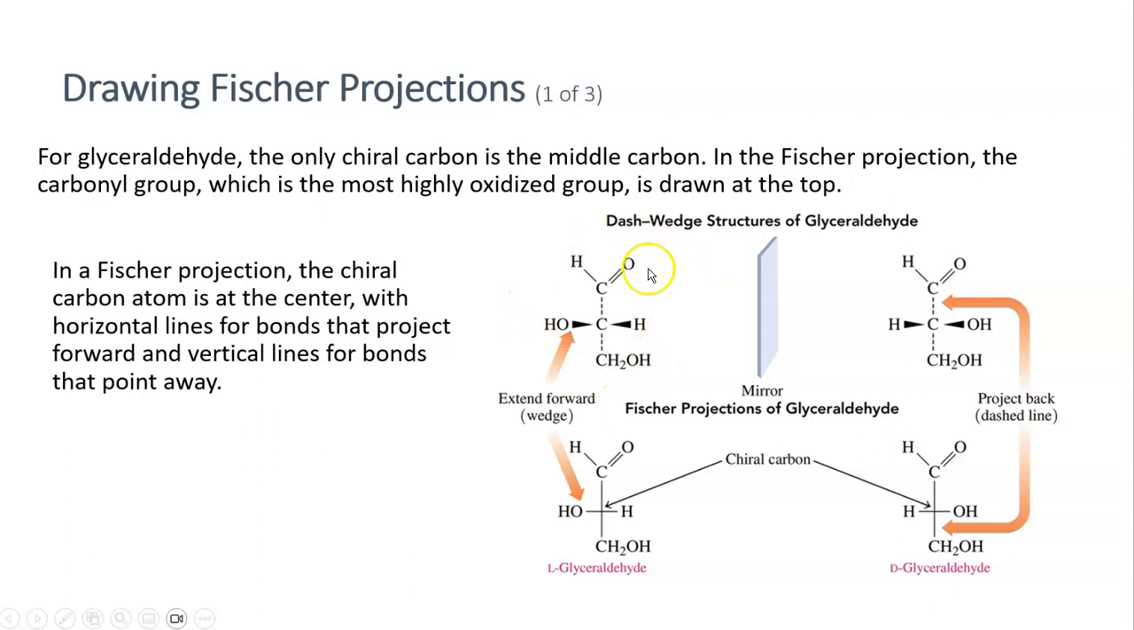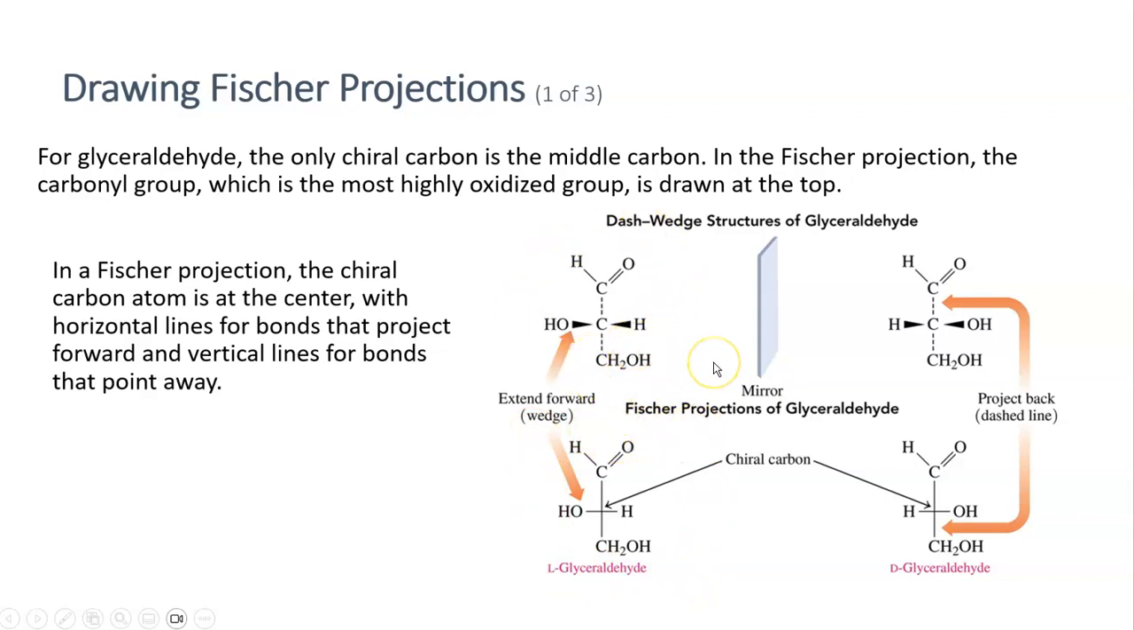So this is the glyceraldehyde molecule. Glyceraldehyde is a carbohydrate with 3 carbon atoms, one of the simplest carbohydrates. Now, if we look at this carbon atom, this is a chiral molecule because this carbon atom has four different types of groups attached. Now, we can represent this same 3D molecule in a Fischer projection. So this is the Fischer projection of the same molecule.